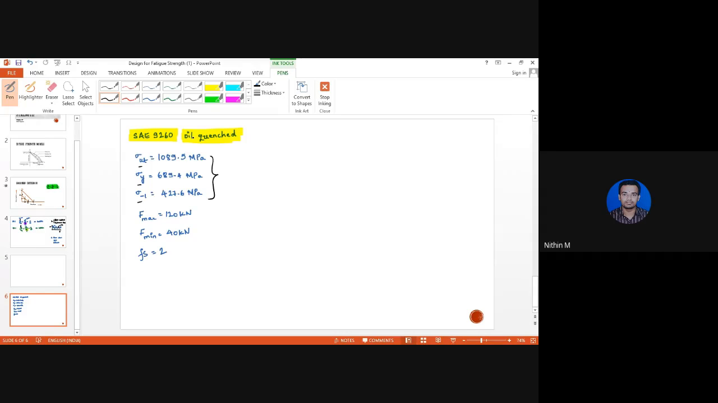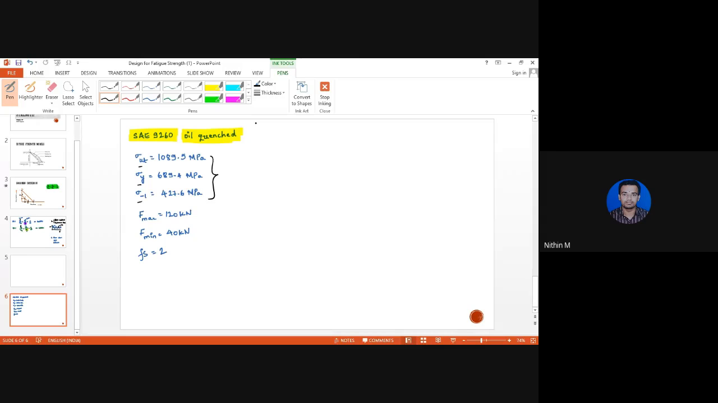Then the material that is given is SAE 9260 oil quenched steel. Now the first thing is, what do you mean by quenching? Quenching is basically a heat treatment process wherein the material is heated to elevated temperatures and suddenly immersed in a cool medium. In this case, the cooling medium is oil. So this will increase the hardness of the material. That is one thing that you need to observe.